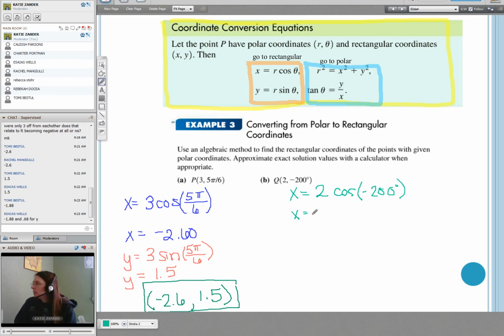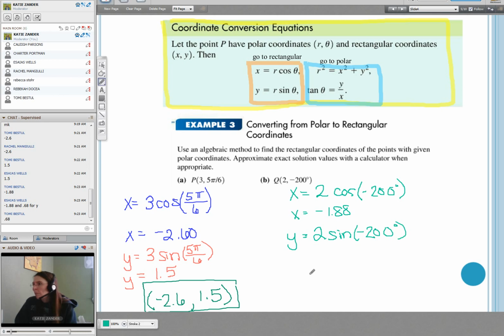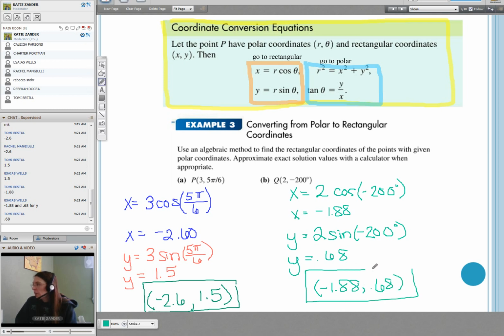Anybody? Okay, yep. And Isaias already has the y, so I'll let you guys go ahead and type that in for the y, but remember use sine versus cosine. Can anybody second that 0.68? Awesome. So not too bad when we're starting with our polar coordinates and we're trying to switch that to our rectangular.